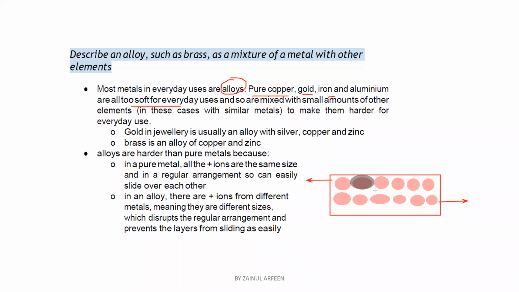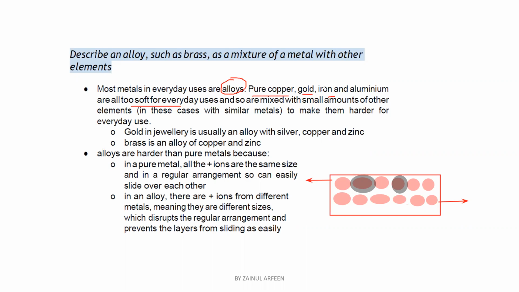Why will it become hard? As we add another element, that element has a different size of atom, and with different sizes of atoms, there will be different friction between the particles. So the layers cannot slide over each other, and then it will become hard. If layers are identical, they can easily slide over each other. But if layers contain different types of atoms, different elements, because they have different sizes, they cannot easily slide over each other. That's why it will become hard.